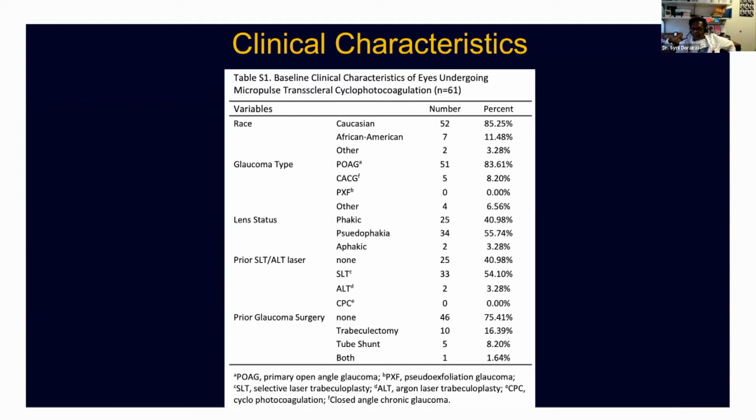MicroPulse. If you look at the patient population, most of them are Caucasian, around 50 to 85% of my patient population, and a few of them are African American. And if you look at the lens status, almost 40% of my patients are phakic. They didn't have cataract surgery prior.